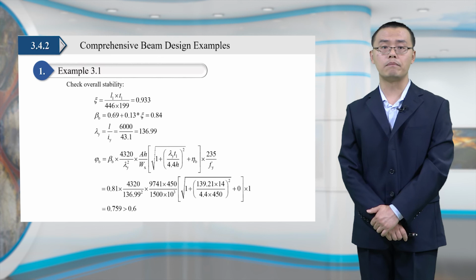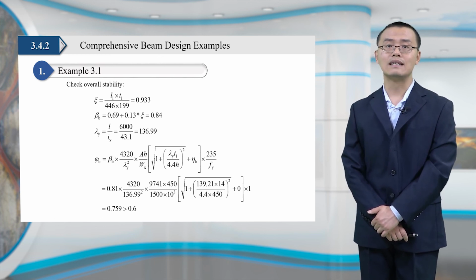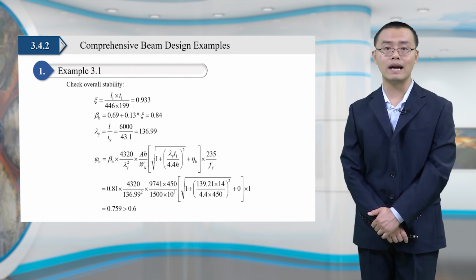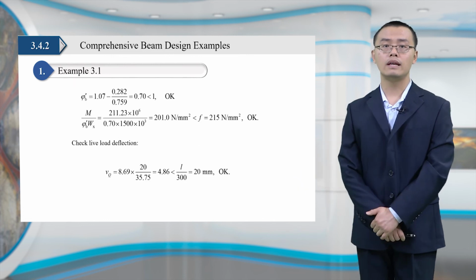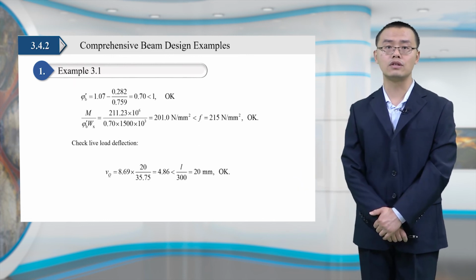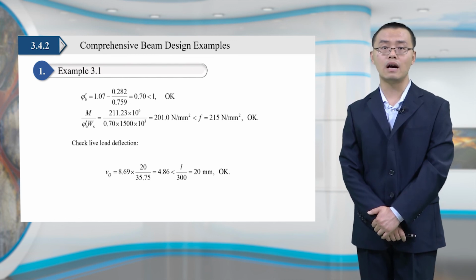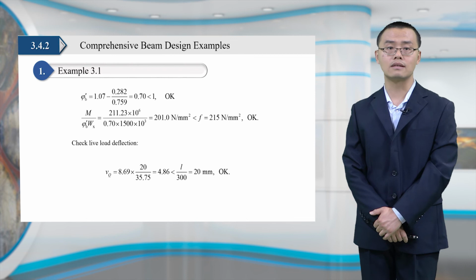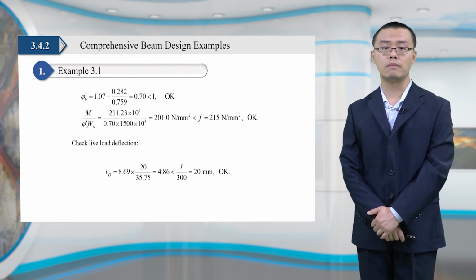Check overall stability. It is found that phi b exceeds 0.6 and it needs to be modified once more. Now, it is found that with this new section, the actual stress has met the design strength requirement, so it is necessary to check the live load deflection at last, and it is found that v_Q meets the corresponding requirement.